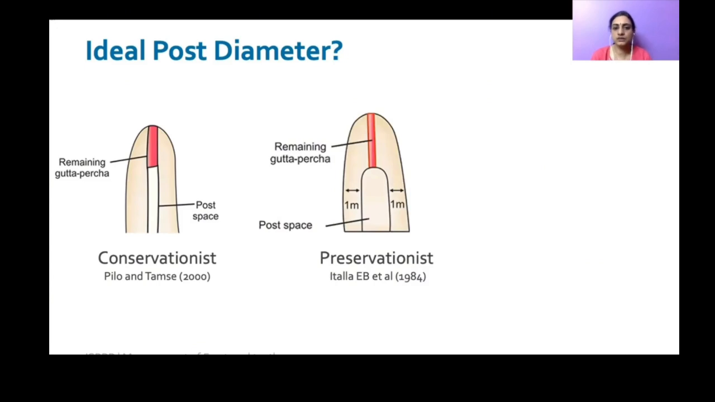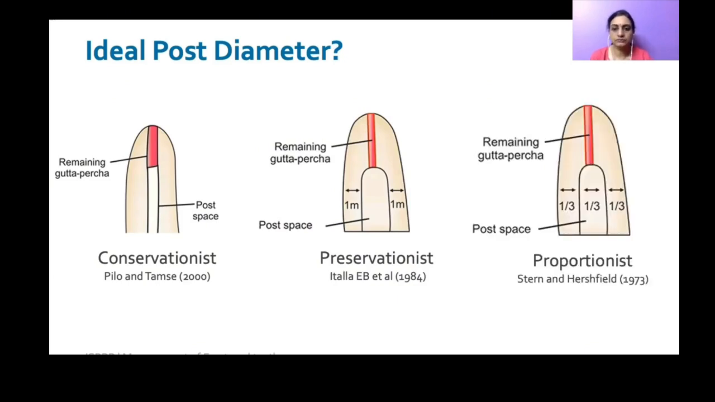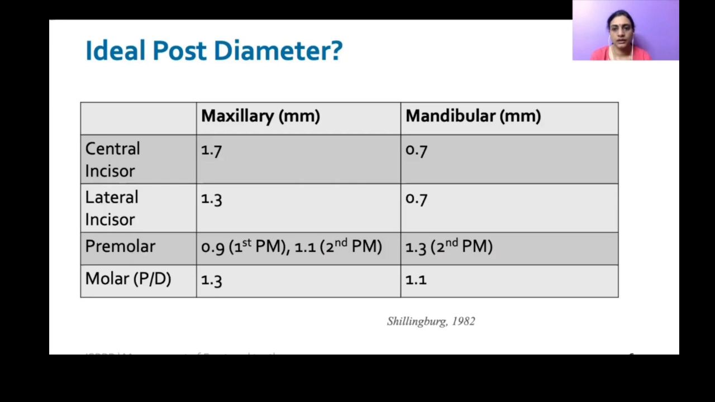The preservationist principle says that you should have at least 1 mm of dentin surrounding the post space preparation, while the proportionist principle says that the proportion of the radicular dentin surrounding the post space should be 1/3 on both the sides. The post diameter is maximum for maxillary central incisor, which is 1.7 mm, and minimum for the mandibular anteriors, which is around 0.7 millimeters.